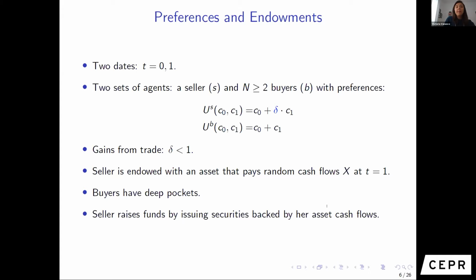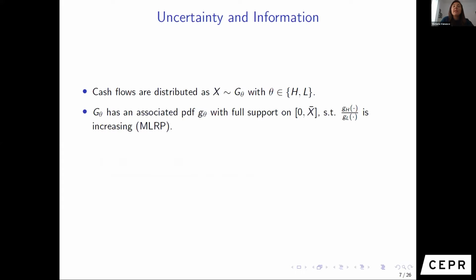Now, I said these cash flows are random. In particular, we're going to assume they are distributed with some CDF G of theta. Here, theta will be the type of the asset or the type of the seller. Here, they're equivalent, which could be high or low quality. What's important is that this CDF has an associated PDF with full support, but most importantly, that we assume the monotone likelihood ratio property. What this means is that if you observe a high cash flow, it's more likely to have come from a good asset, okay? In other words, the ratio of PDFs is increasing in cash flows X, okay?